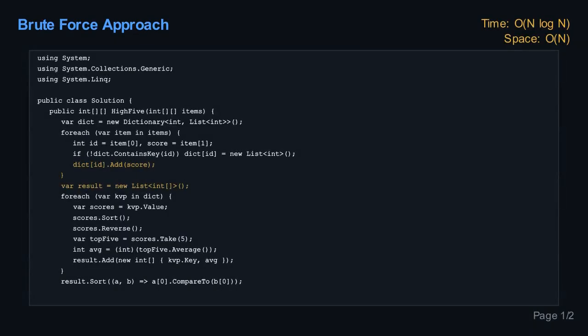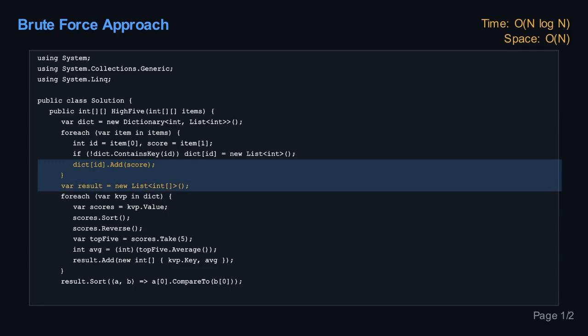The naive approach is straightforward but wasteful. You'd group all scores by student ID into lists, then sort every single list in descending order to pick the top 5. This forces you to sort thousands of scores even if you only need 5. The time complexity balloons to O(n log n), linearithmic time, because of that full sort, and you store all scores in memory, making it inefficient for large inputs.